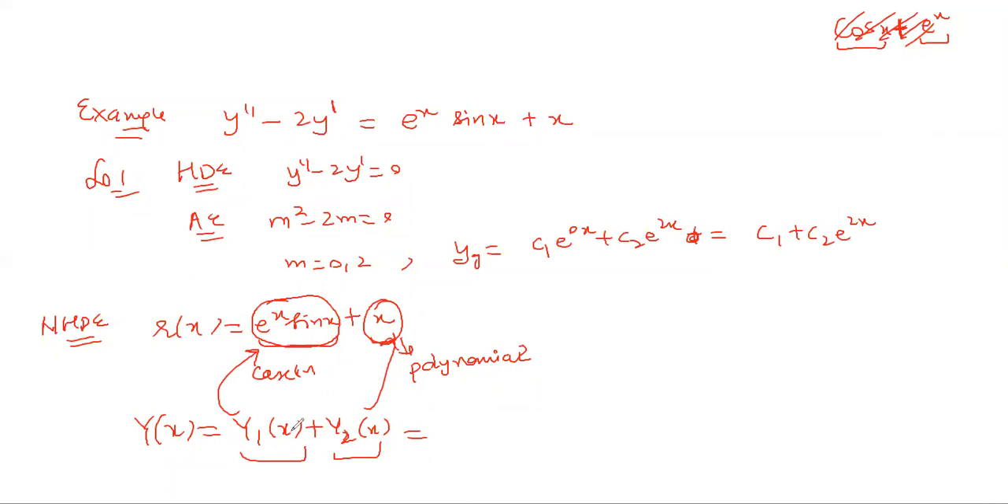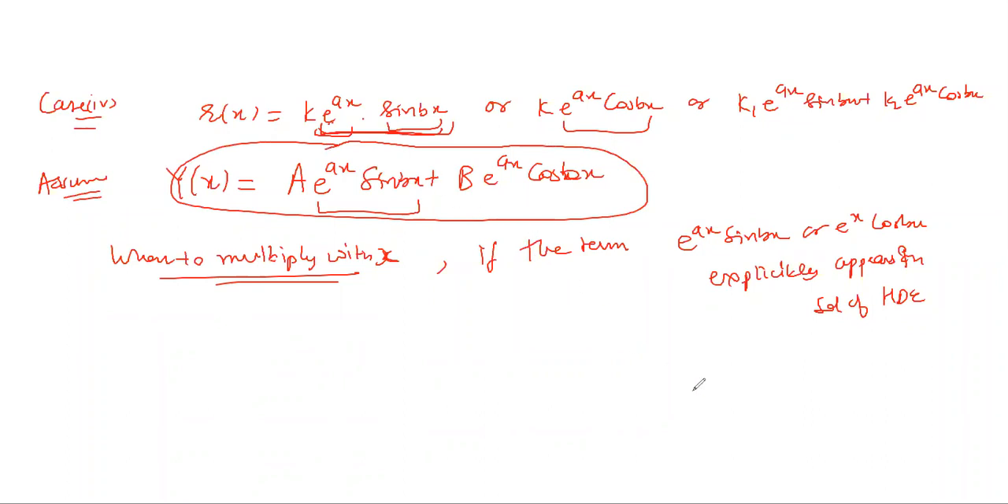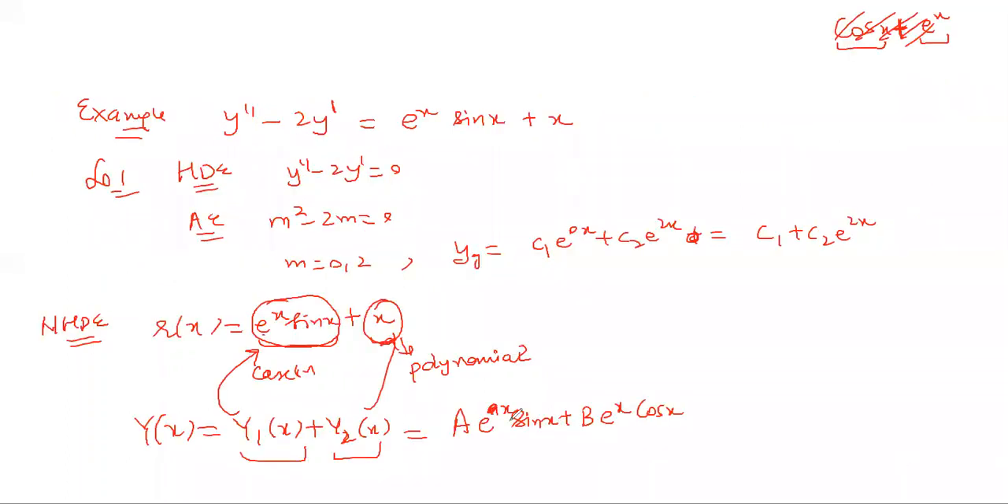So let's first decide y1(x). Now this is e^x sin x. So in this case it is a e^x sin x + b e^x cos x. This is according to what I just told you, that this is how you have to take your particular solution assumption: a e^x sin x plus b e^x cos x.